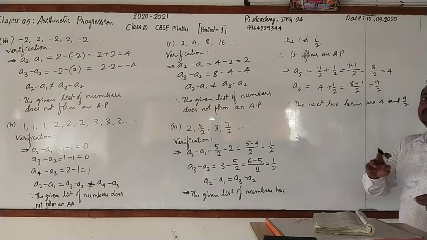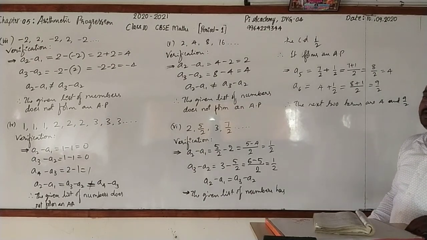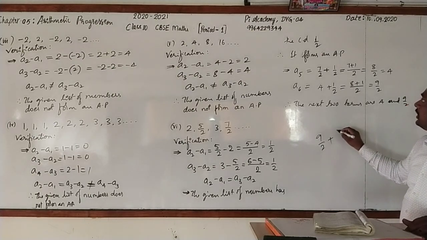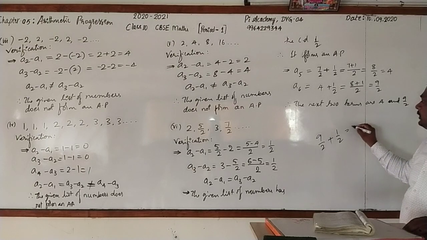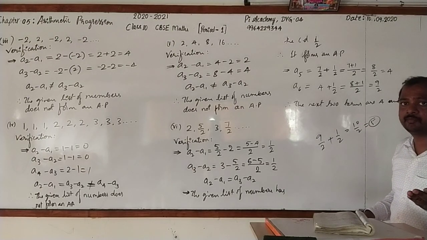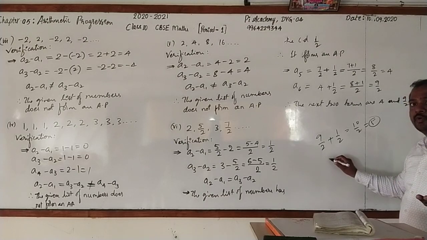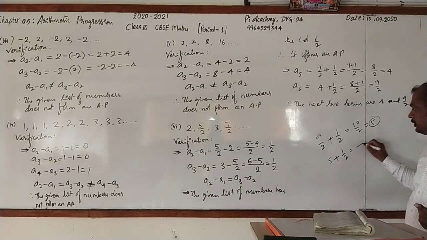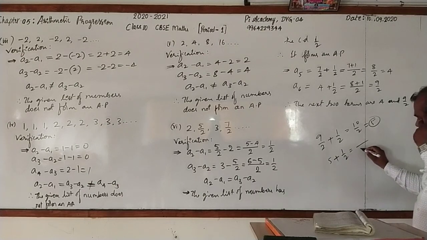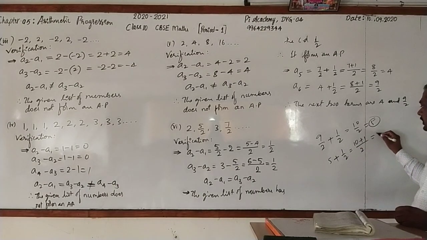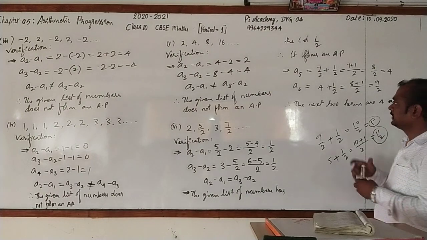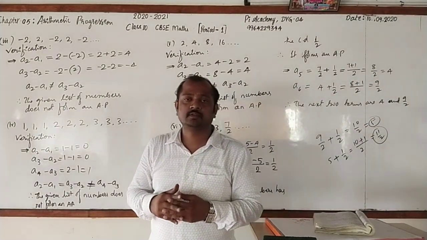If you want to find out the next term, how do you go for writing? Yes, you are right. It is 9 by 2 plus the common difference 1 by 2. It will be 10 by 2. This will be 5. What about the next term? How do you go for finding? Yes, very good. It is 5 plus 1 by 2, which can be written as 10 plus 1, 11 by 2. Followed? Yes, go for writing.